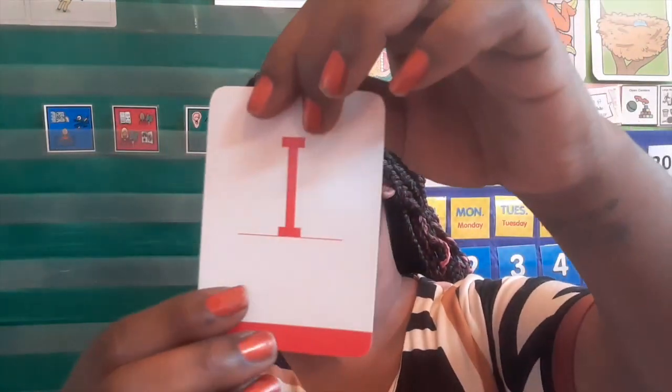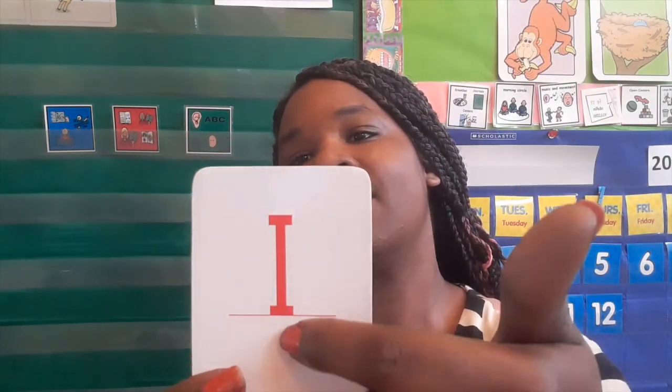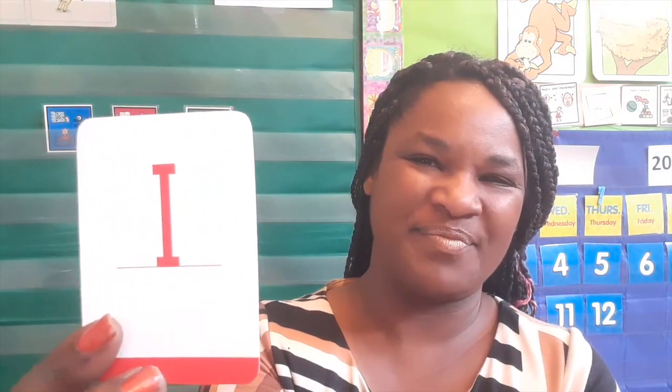Last letter is the letter I. Look at the different lines we use to make a letter I. I see an up and down line. And I see little 2 lines that go across at the top and at the bottom.